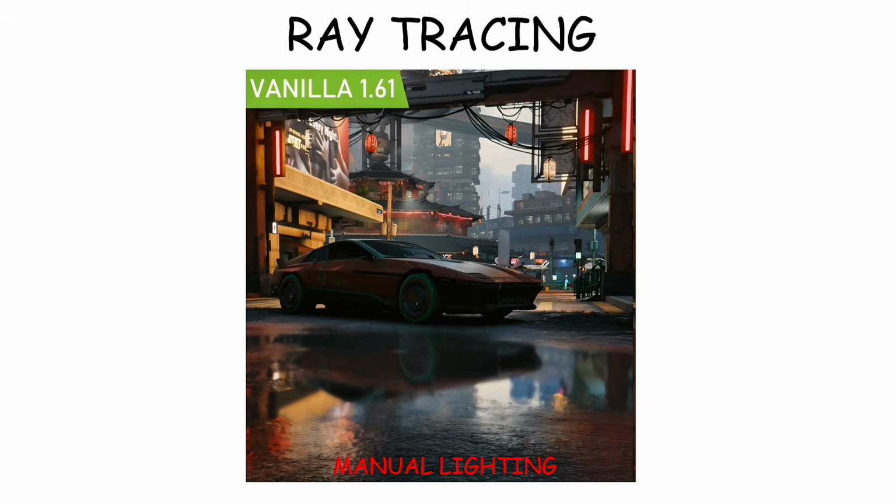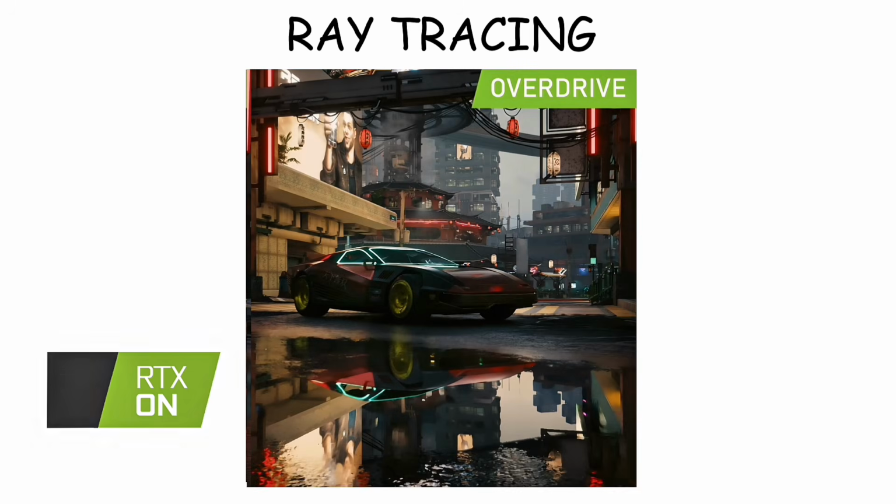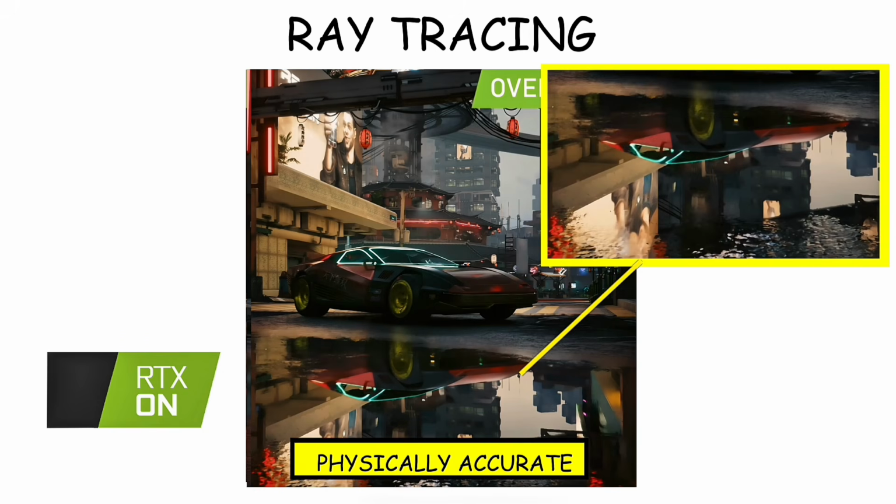In the vanilla shot, the developers had to manually place fake lights to make sure the car wasn't pitch black. But in the overdrive shot, where ray tracing is turned on, the developers didn't have to do anything. They just turned on the lights and let the math figure out where the shadows and reflections should go.